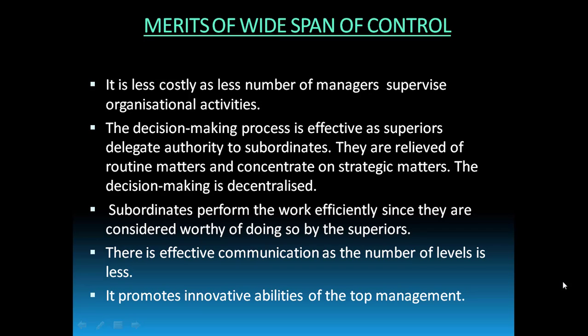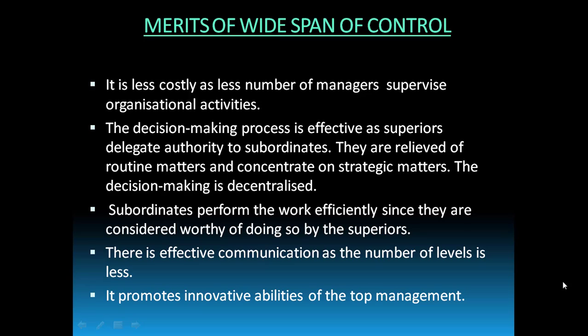Then third is subordinates perform the work efficiently since they are considered worthy of doing so by the superiors. Now when the subordinates are getting the power to take decisions, they are given authority, they do their work more efficiently and effectively because they don't have a very strict and very forceful environment to work in. So the subordinates work very freely and do their work very nicely.